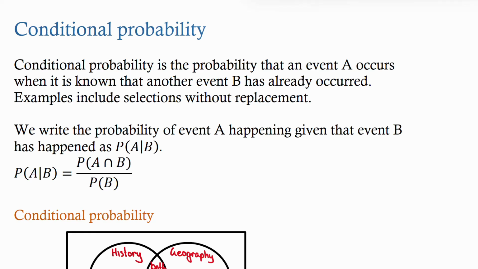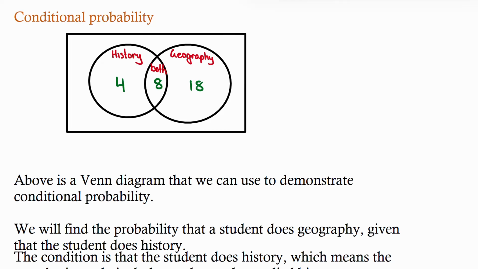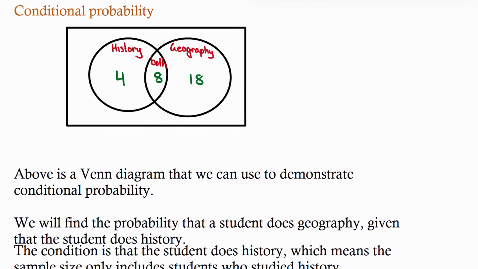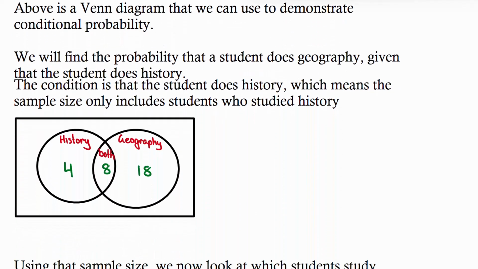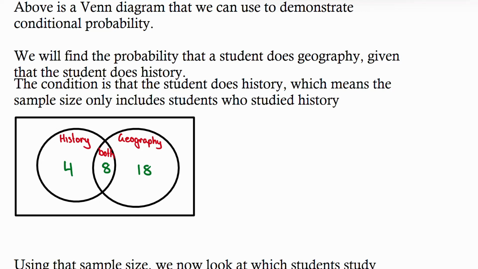Sometimes it's better to use a Venn diagram to just introduce you to what it is. Above, we've got a Venn diagram that we're going to use to demonstrate this conditional probability topic. We're going to find the probability that a student does geography given that the student does history. The keyword "given" tells us we're dealing with conditional probability. We're already assuming we're looking at someone who does history, and of those, we're looking at the ones who also do geography.